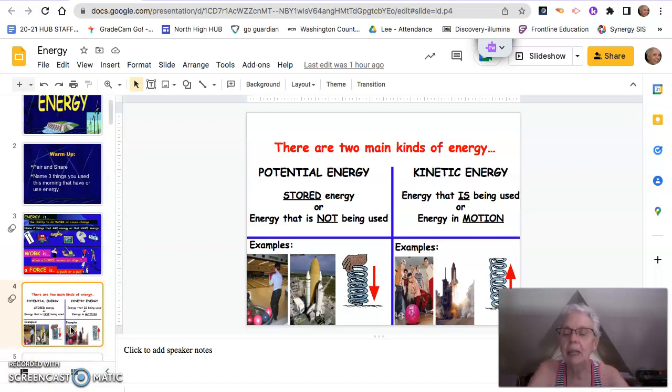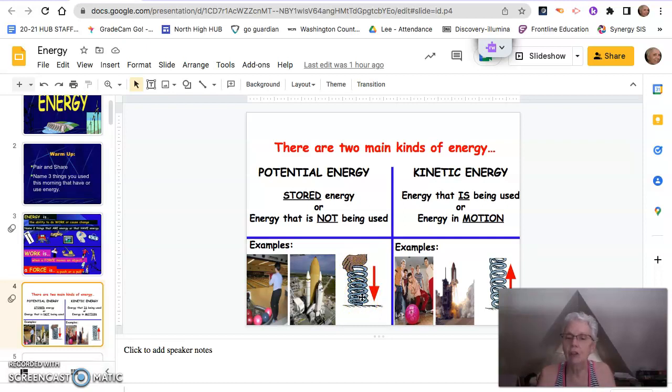There are 2 main kinds of energy. One is potential. Potential just means it's stored and energy is not being used. So look at these 3 pictures. On these 3 pictures, you've got the guy picking up the bowling ball and holding it. You've got a rocket sitting here just waiting to go. And then you've got somebody pushing down on a spring.